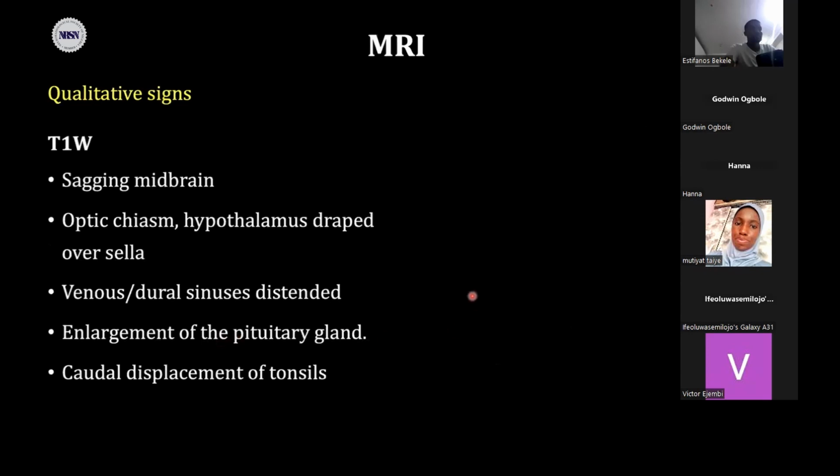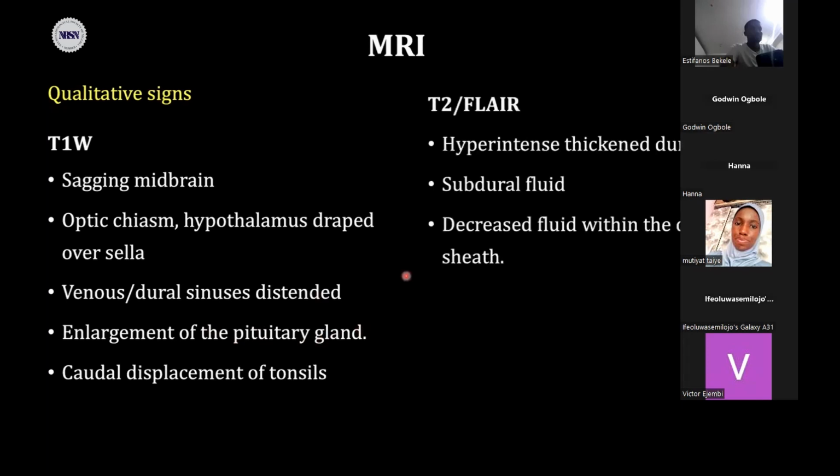However, MRI is a useful modality. On T1, you'll be able to appreciate sagging of the brainstem, which we've talked about, due to the lack of buoyant force on the midbrain, and it causes the optic chiasm and the hypothalamus to be draped over the sella. Venous dural sinuses will be distended, and we will look out for convexity of the dural venous sinuses. The pituitary gland will be enlarged, and there will be caudal displacement of the tonsils, for which we have to rule out Chiari 1 malformation as our essential differential.